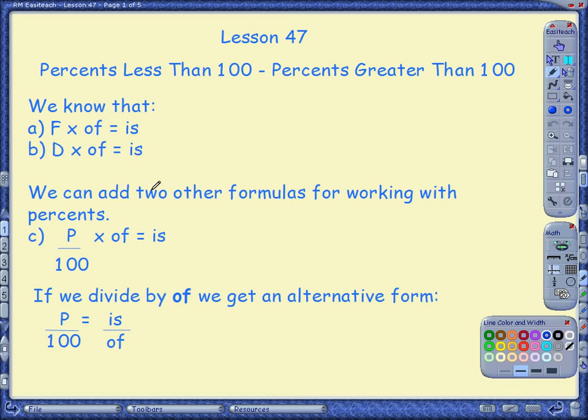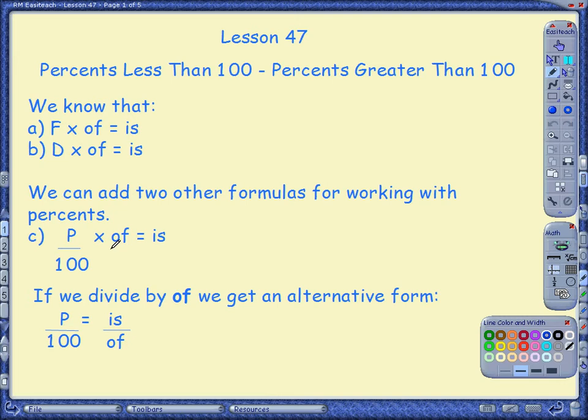We can transform these and add two other formulas for working with percents. Percent simply means number out of 100. Percent, number out of 100. So we can put the percent over 100, and that changes it into a fraction. And we use this form of the little formula that we have.